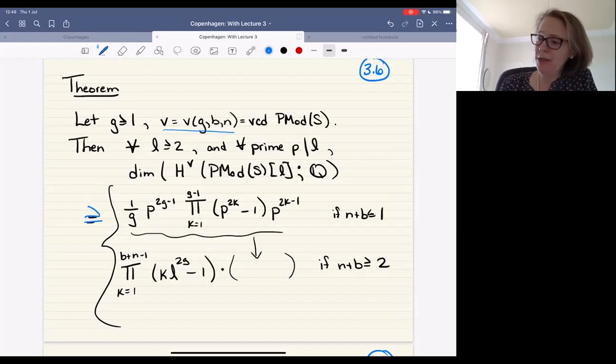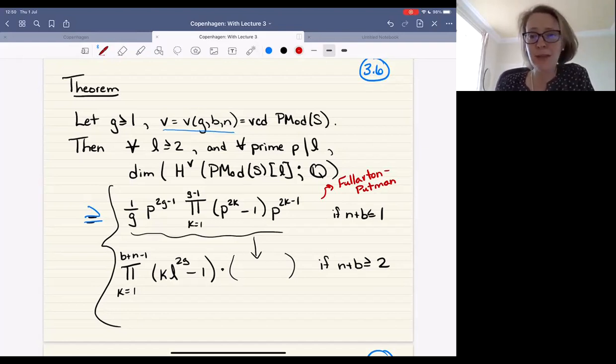Let me give some attributions here because this is not all entirely our work. In the closed surface case, this was done by Neil Fullarton and Andy Putman. I'm actually just going to give them the full attribution for this first line because really the case where n plus b equals 1 follows quite easily from what they did. It's technically written down in our paper, but I think the correct attribution there is to them. And this is my work with Nate and Andy.